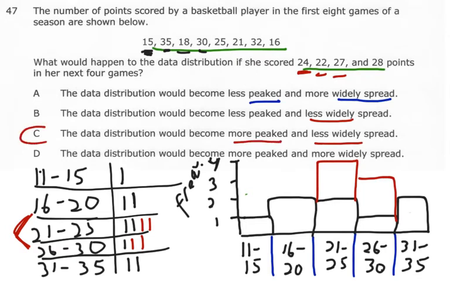It's got to be answer choice C. So that one's the one that's more peaked. It's definitely not more widely spread, as we said, because we didn't have any bars out here. There weren't numbers that were outliers or further away from the rest of the numbers. They were mixed in. All right.